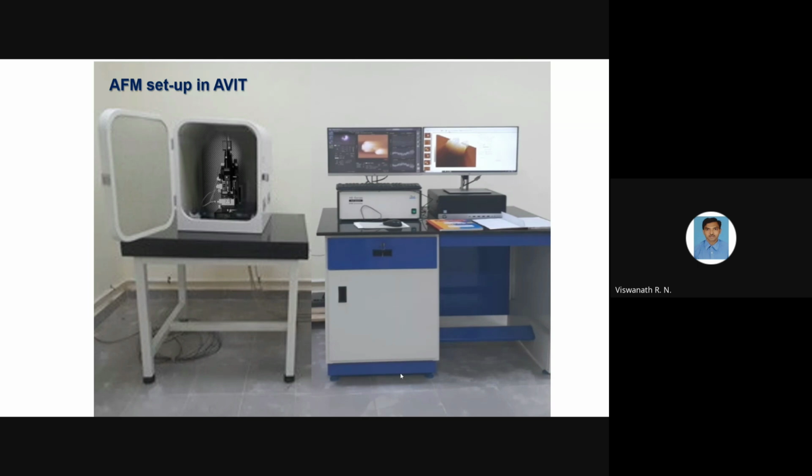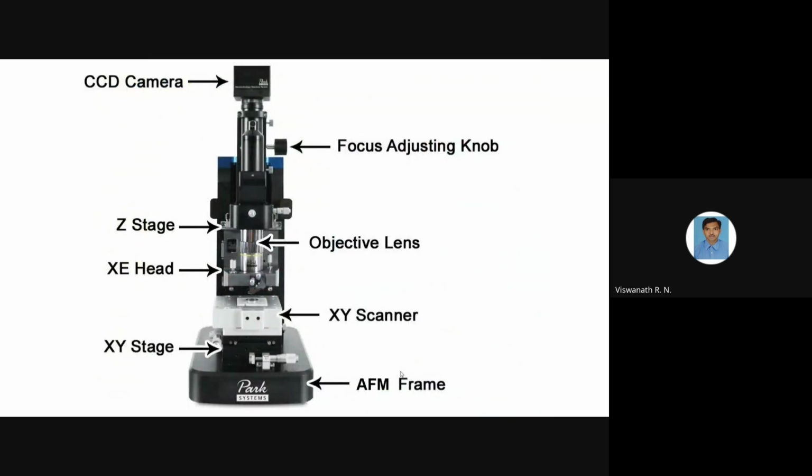But here, atomic force, there is nothing in between, no electron or light. Here it is a force. How is a force converted into an image of an object? That is the question, and that is what is important about this technique.